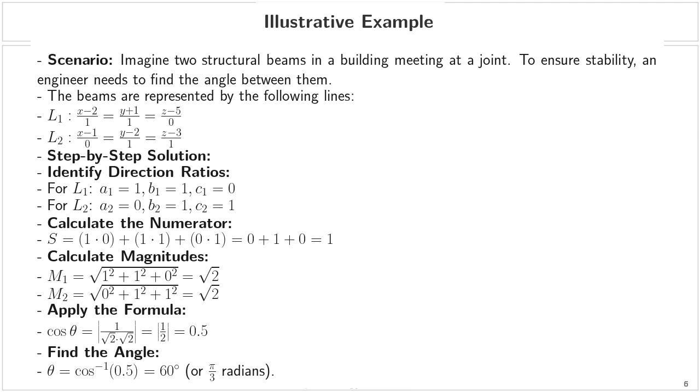Finally, to find the actual angle theta, we take the inverse cosine of 0.5. This gives us an angle of 60 degrees, or, if you are working in radians, pi over 3. As we move to the next slide, keep in mind that while this calculation was straightforward, there are a few common pitfalls you should watch out for to ensure your results are always accurate.